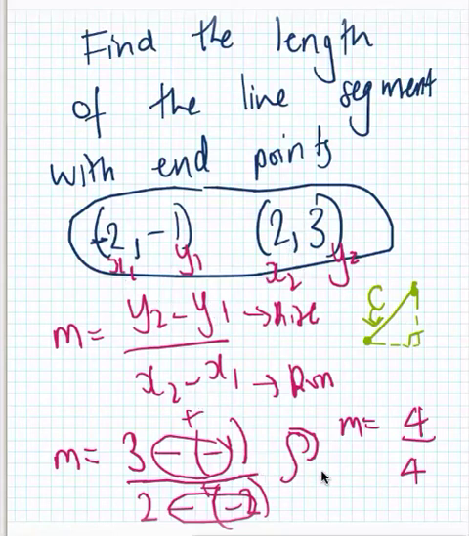Now, the whole point of this is we're not actually calculating the gradient. We are finding the length of a line segment. The gradient here for this line would be 1, but we don't have to show that. We're going to use the rise and we're going to use the run. They both happen to be 4, and we're going to place them into our Pythagoras theorem.